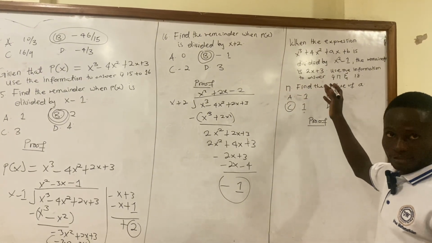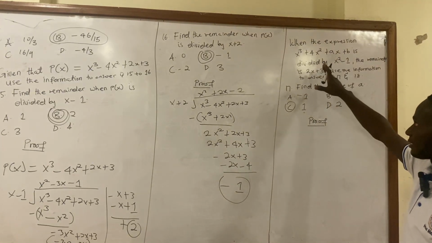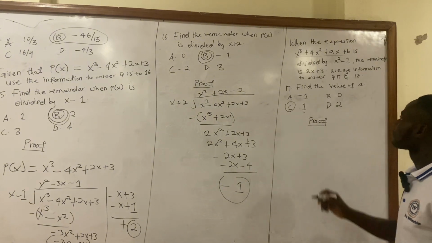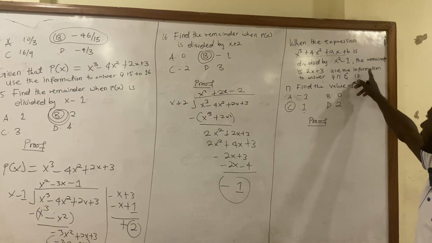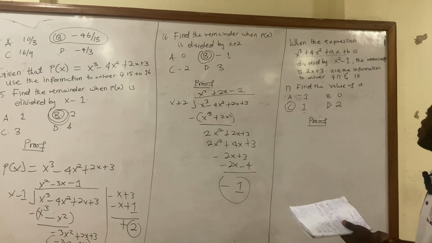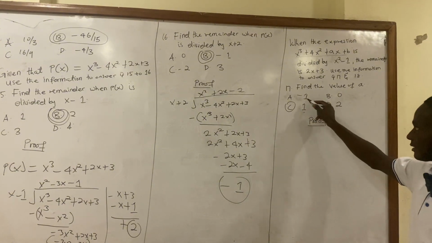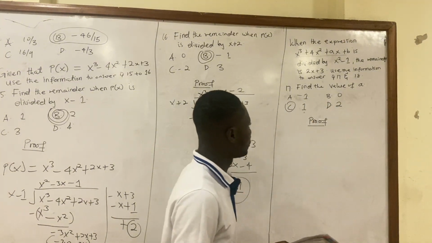Let's look at question 17. It said the expression x cubed plus 4x squared plus ax plus b is divided by x squared minus 1. The remainder is 2x plus 3. Alright, so we should use this information to answer question 17 and 18. So let's look at how we go about that.